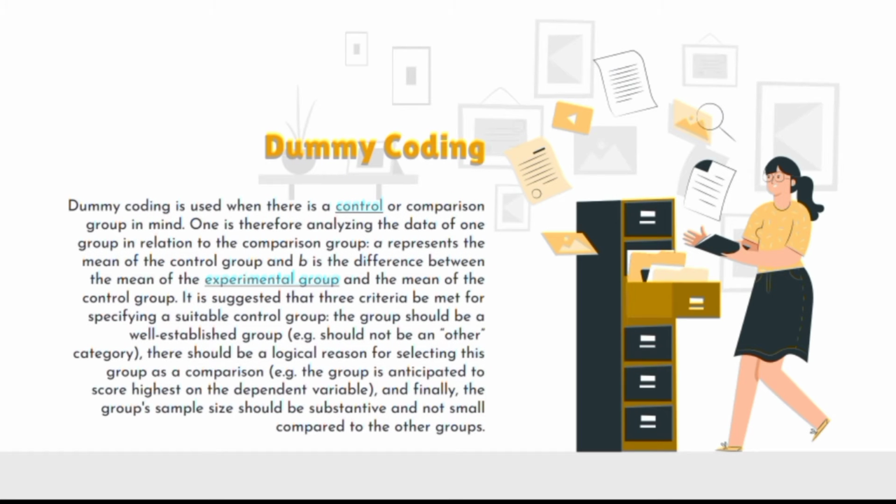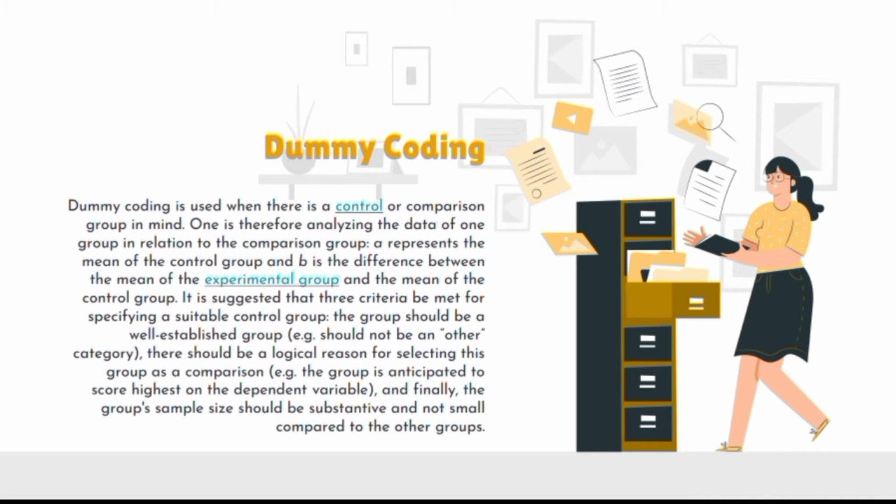First is dummy coding. Dummy coding is used when there is a control or comparison group in mind. Therefore, analyzing the data of one group in relation to the comparison group, A represents the mean of the control group, and B is the difference between the mean of the experimental group and the mean of the control group.